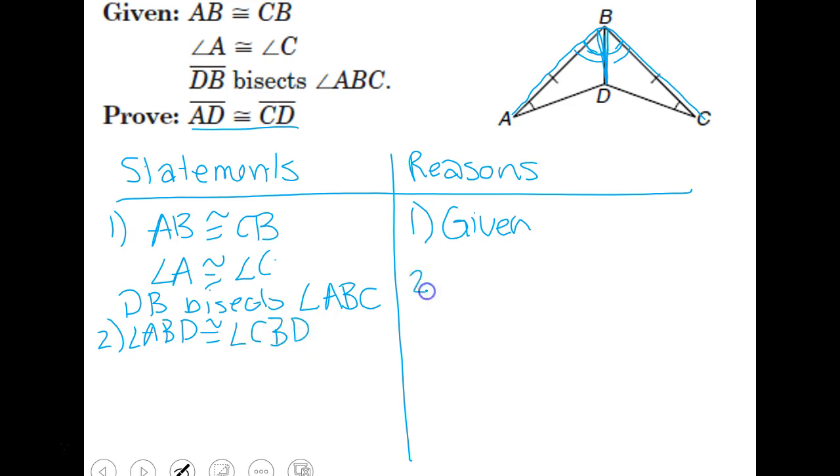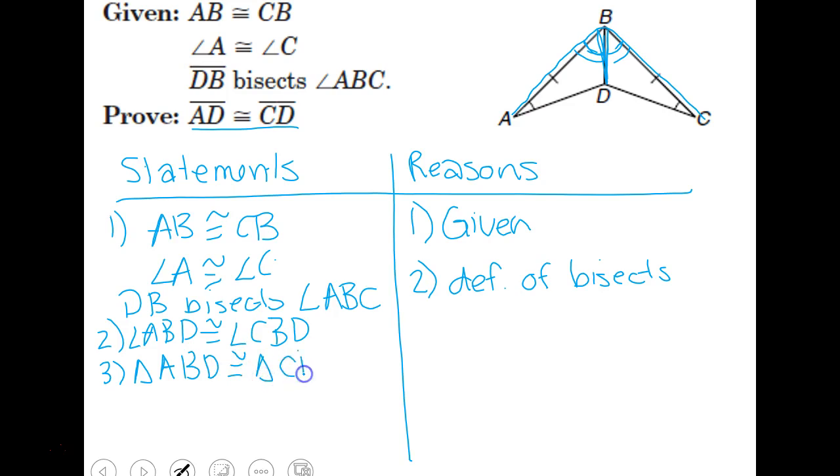And my reason for that is what we're going to call the definition of bisects. Okay, so by definition, bisects tells us that the angles cut in half, so they must be congruent to each other. Now I have angle, side, angle for these triangles. So now at this point, I can say that triangle ABD is congruent to triangle CBD.